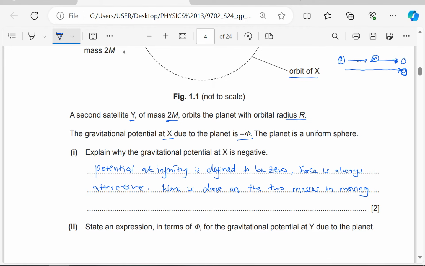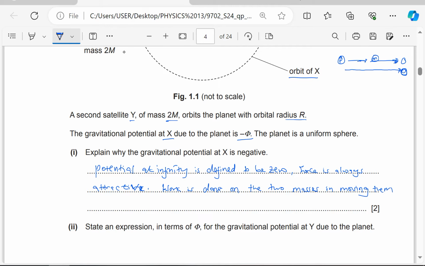Even if you are moving the smaller mass, work is done on the two masses in moving them apart. The force between two masses is always attractive. So when you try to move the masses apart, you're going to do work on the masses. If you bring the masses together, then they are losing work.